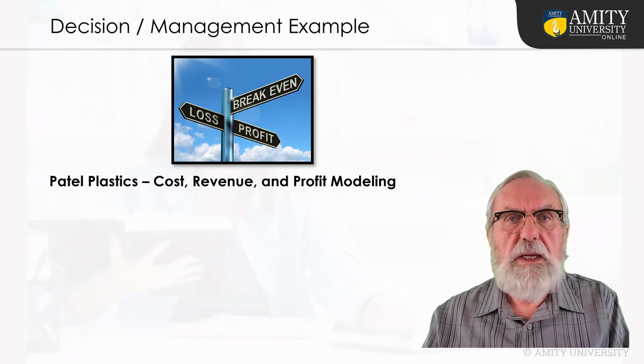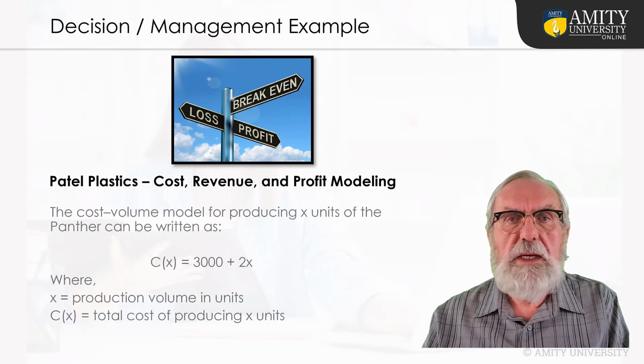Let's look at an example of decision management. Let's look at Mattel Plastics cost, revenue, and profit modeling. Mattel Plastics produces a line of cell phone covers. The best-selling cover is the Panther model. It's a slim but very durable black and gray plastic cover. Several products are produced on the same manufacturing line, and the setup cost incurred each time a changeover is made for a new product is $3,000.